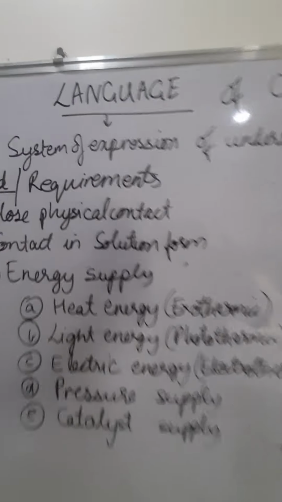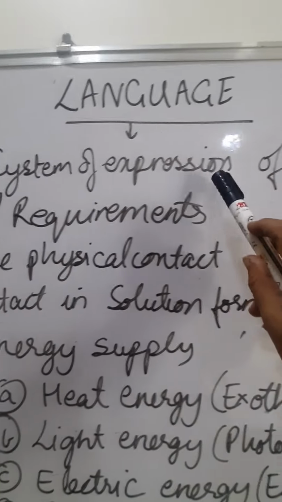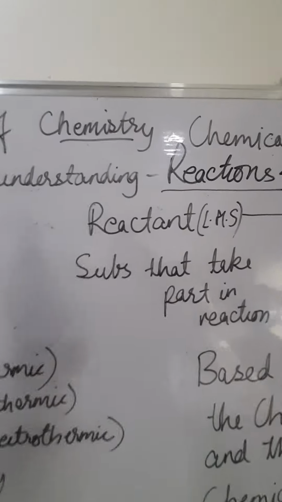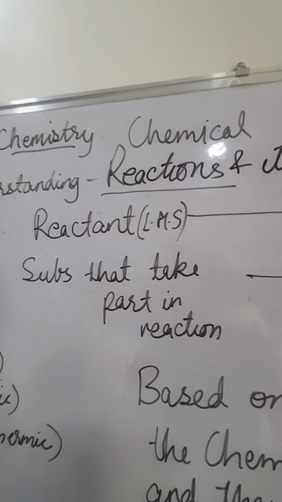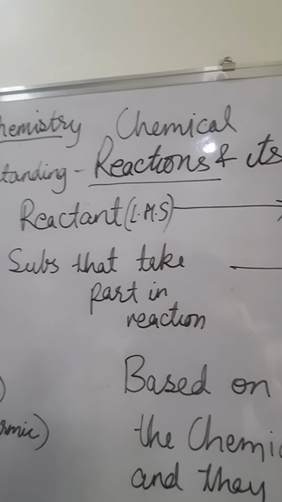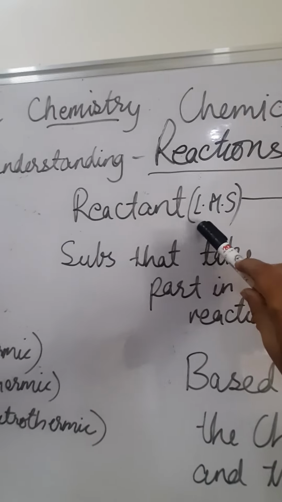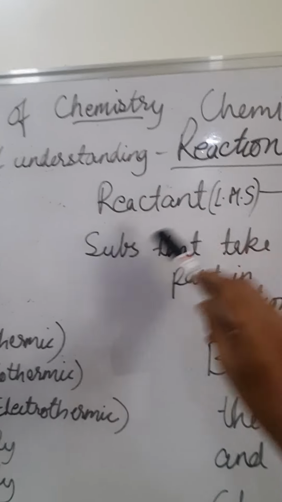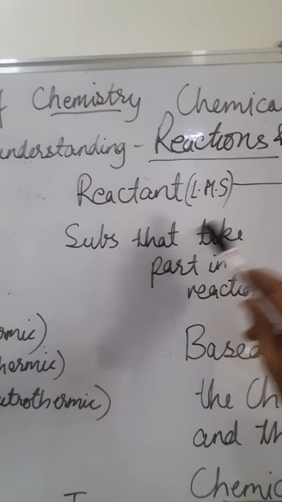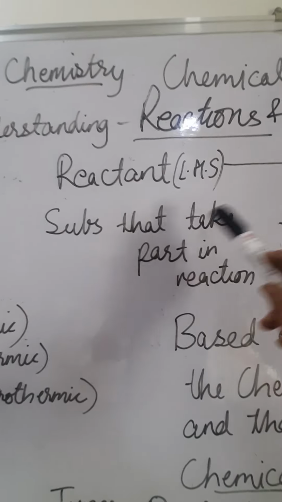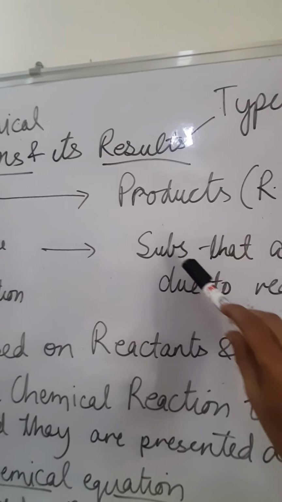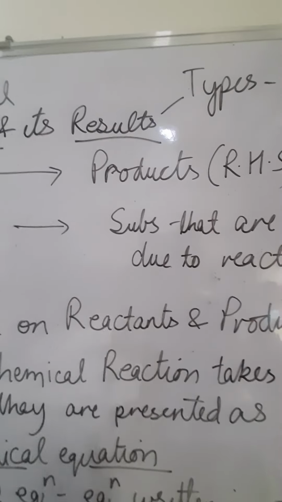In the same way, language of chemistry means the system of expression of the understanding of the chemical reactions. Here we have chemical reactions which happen in chemistry, which is nothing but the language of chemistry. We have reactants and we have products. What are reactants? Reactants are the basic substances which, when they interact with each other, take part in that reaction and give rise, with the help of this arrow, to the products. What are the products? Substances that are formed due to the reaction.